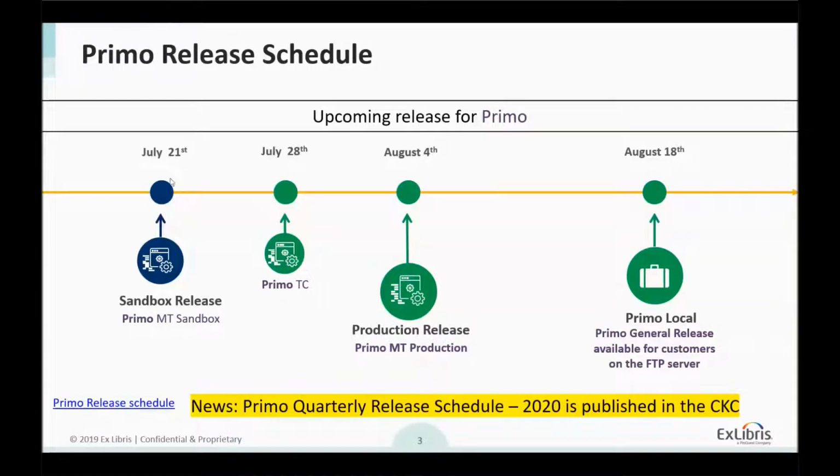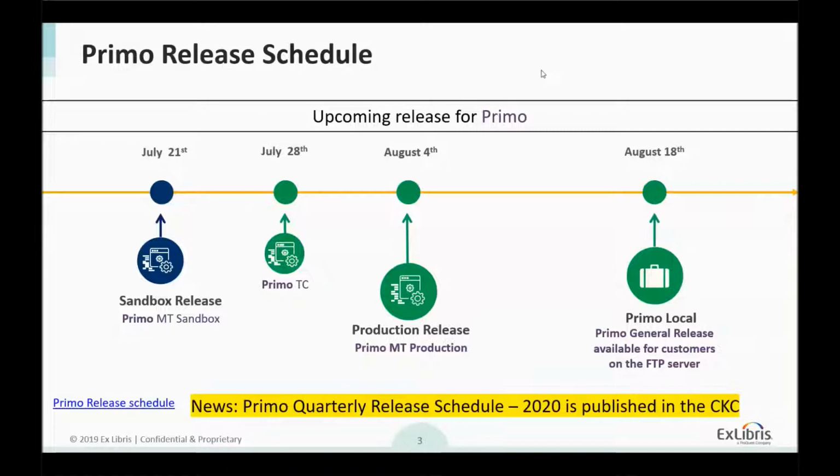The Primo sandbox release is starting July 2021, next Sunday, and it's going to be rolled out to the total care customers a week after, and on production multi-tenant on August 4th, and the rest of the customers and local customers by August 18. I also want to mention there is a link here for the Primo release schedule, and we already published the release schedule for 2020, so you can align your activity based on the releases.